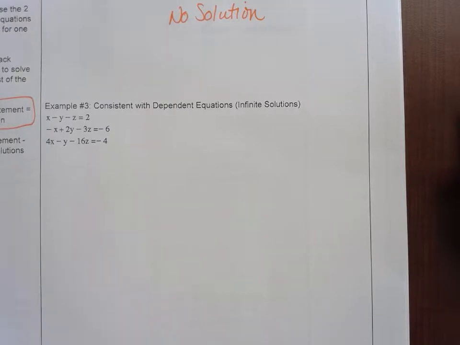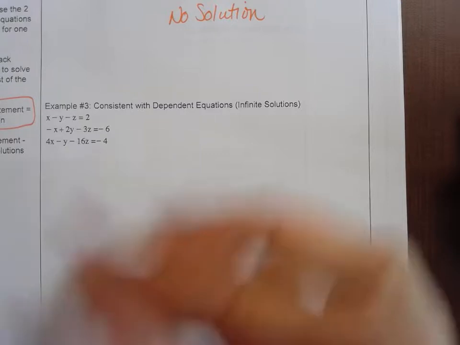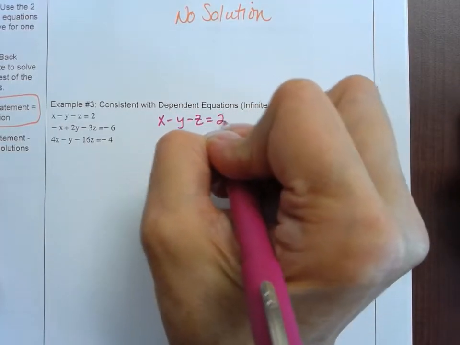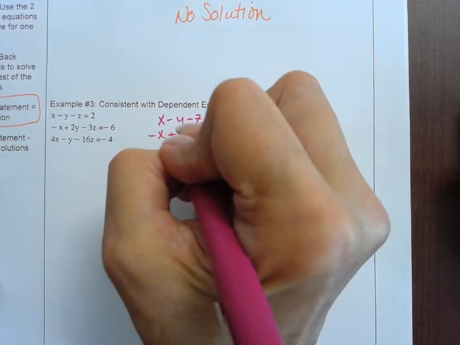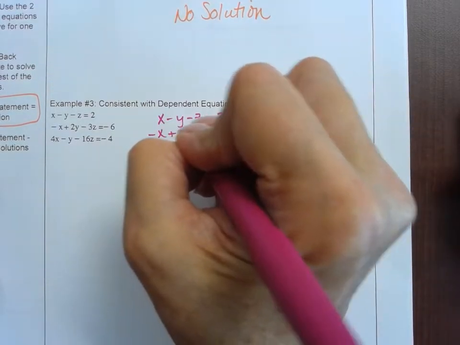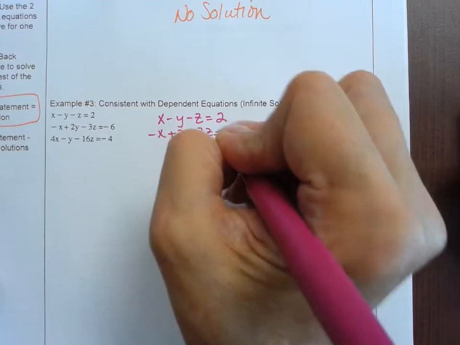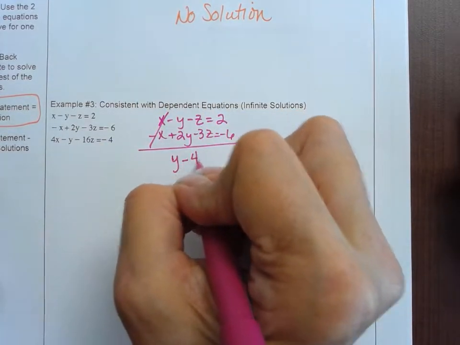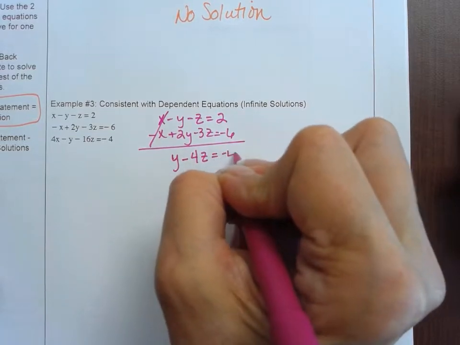All right. Which equation do you want to use? 1, 2, 3. What do you want? What variable do you want to get rid of? 1 and 2. All right. Which variable are we getting rid of? Okay. And that leaves me with y minus 4z is equal to -4.